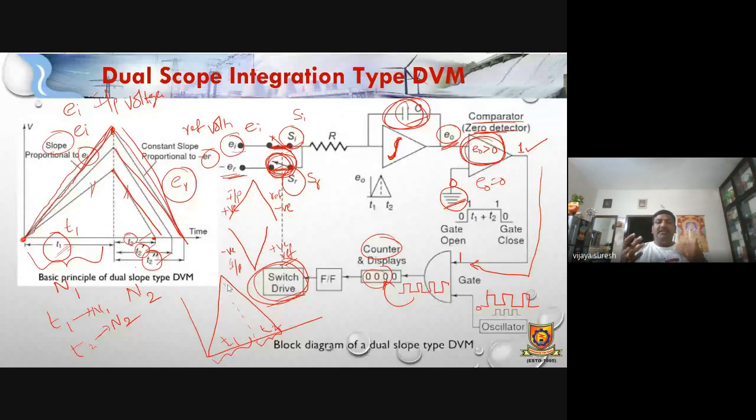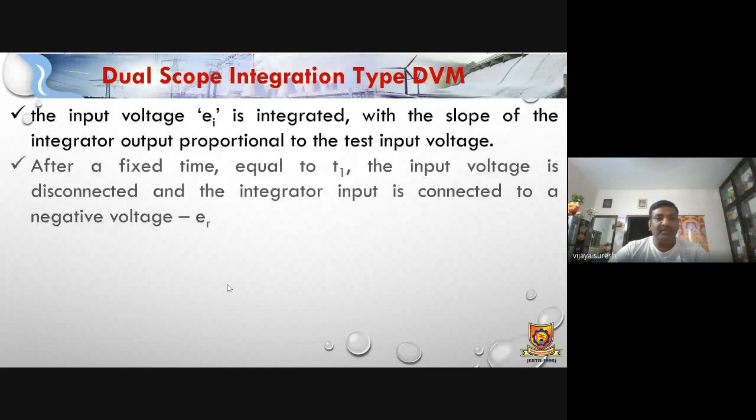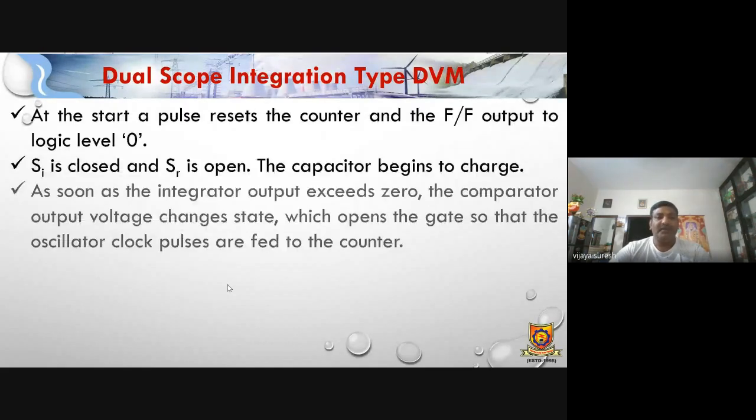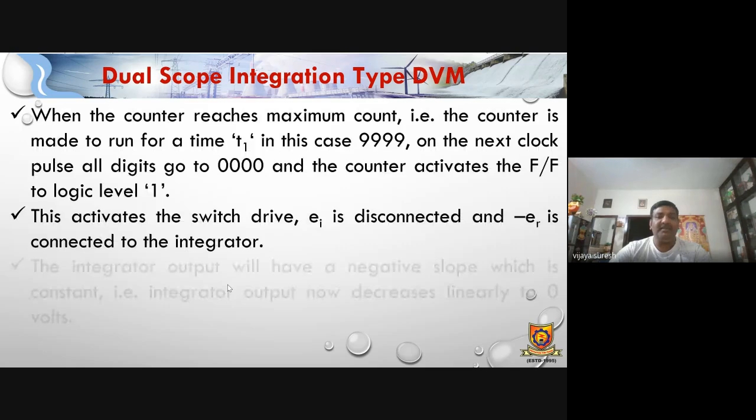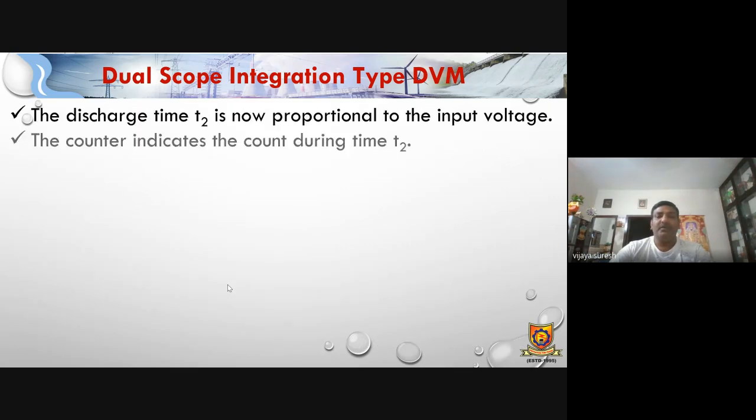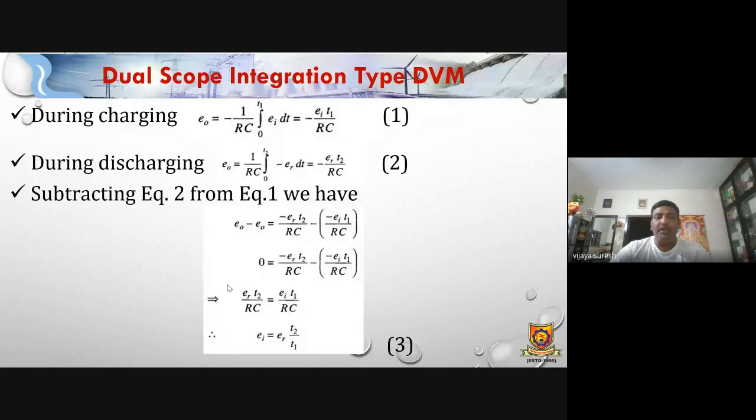So during this charging and discharging, we are going to get a number of pulses. These pulses are counted by the counter and represented on the display unit. Okay, so this is the process of the dual slope integrating type digital voltmeter. Is it clear? Whatever explanation I have given is there in these slides. So this is how we are going to get the voltage.